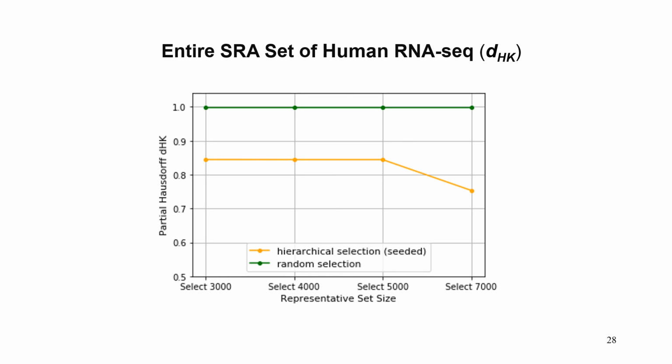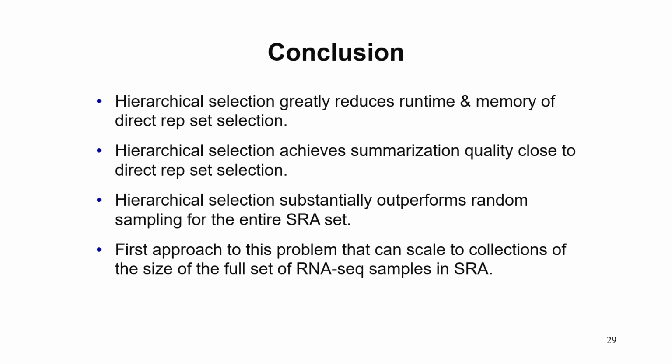Hierarchical selection outperforms random sampling for the entire SRA RNA-seq set. When selecting 7,000 representative samples, hierarchical selection outperforms random selection substantially. Random sampling's DHK values are almost 1.0, that is the maximum cosine distance, and do not change, indicating its poor performance on the entire SRA set. These results show that hierarchical selection offers a practical solution to representative set selection on large databases like the SRA.